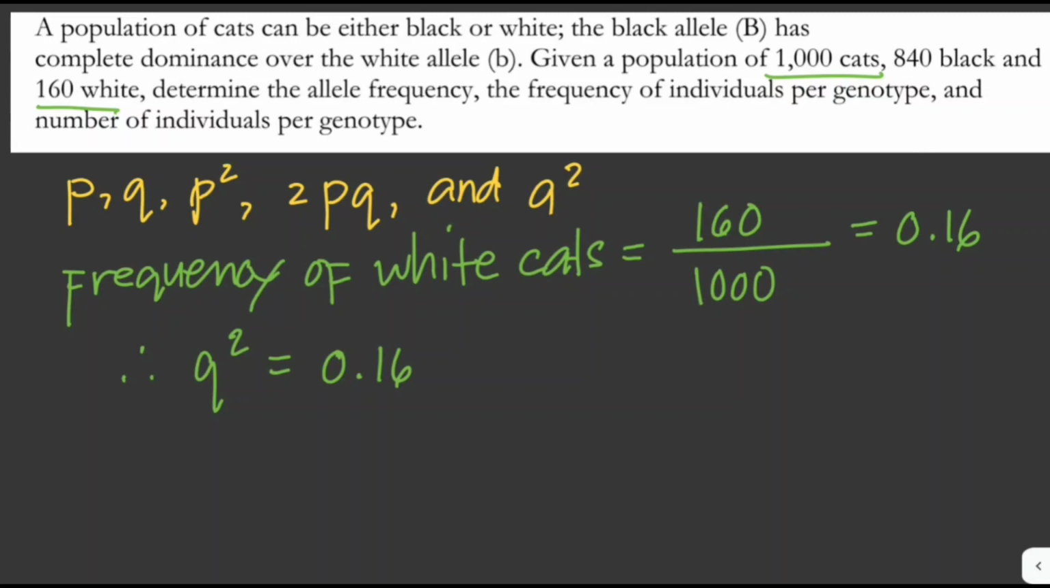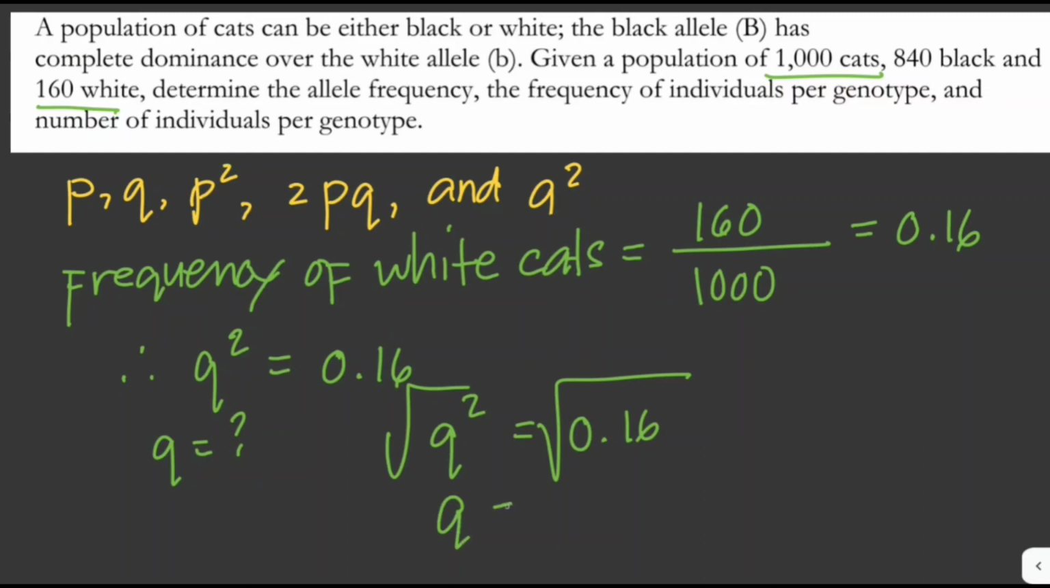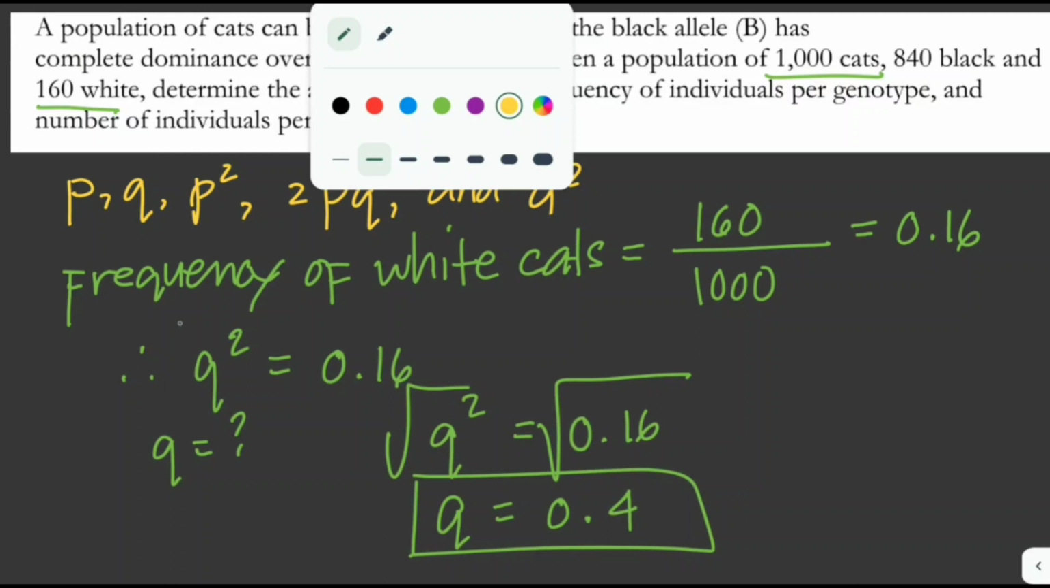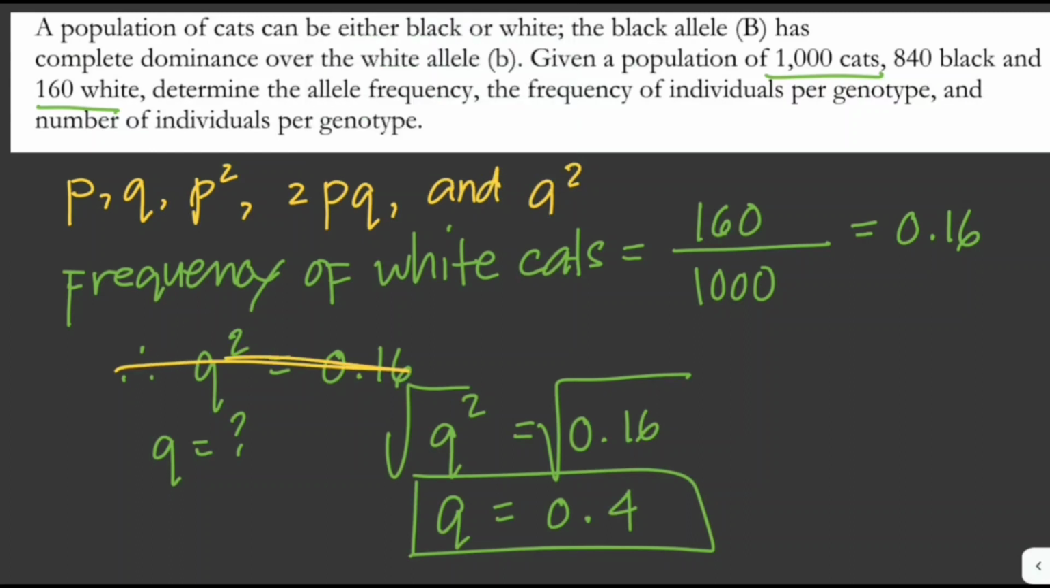So now we already have the value of q squared, so we can solve for the value of q. We just have to square root both sides of q squared equals 0.16. So we get the square root of that, and then we get the value of q, which is equal to 0.4. Now we already have the value for q, and now we can use the Hardy-Weinberg equation, p plus q equals 1 to solve for p.